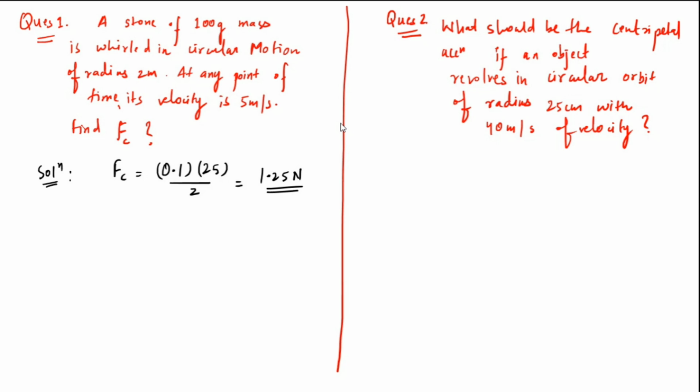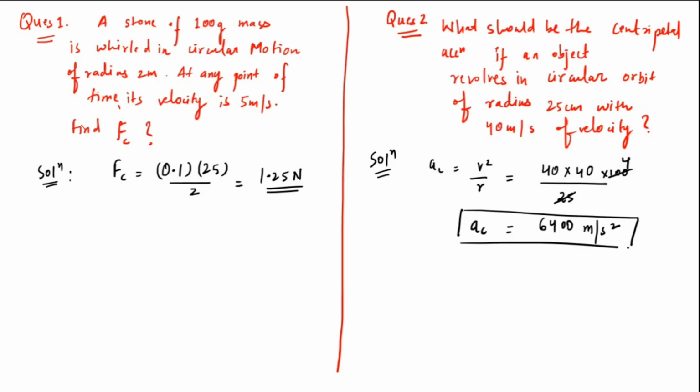I got 64 meters per second squared. Tell me once again. Let's see. Oh, the radius is 25 centimeters. I didn't convert that. Yeah, the radius is 25 centimeters, you have to convert it into meters. So v is 40, so it is going to be 40 times 40, divided by 25 into 10 to the power minus 2. That is 6,400 meters per second squared. That is going to be the centripetal acceleration. So just remember the conversion. Conversion is important. You have to convert every time whenever we are solving this kind of thing.